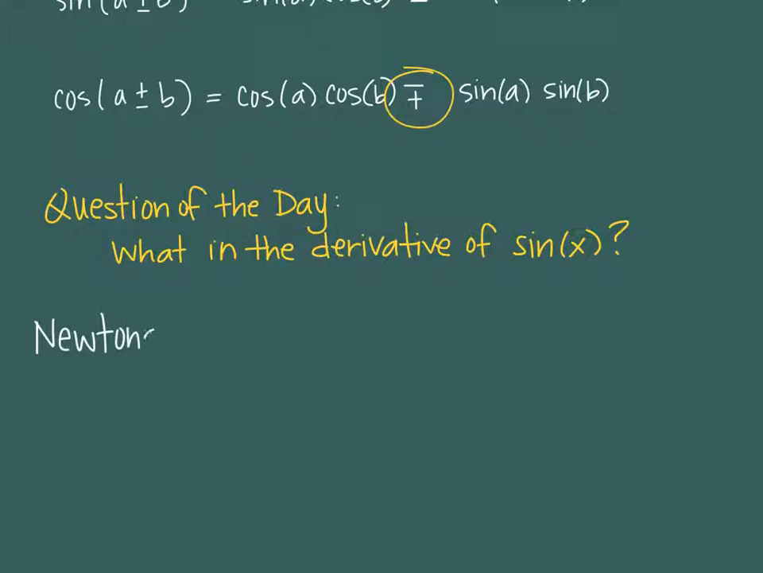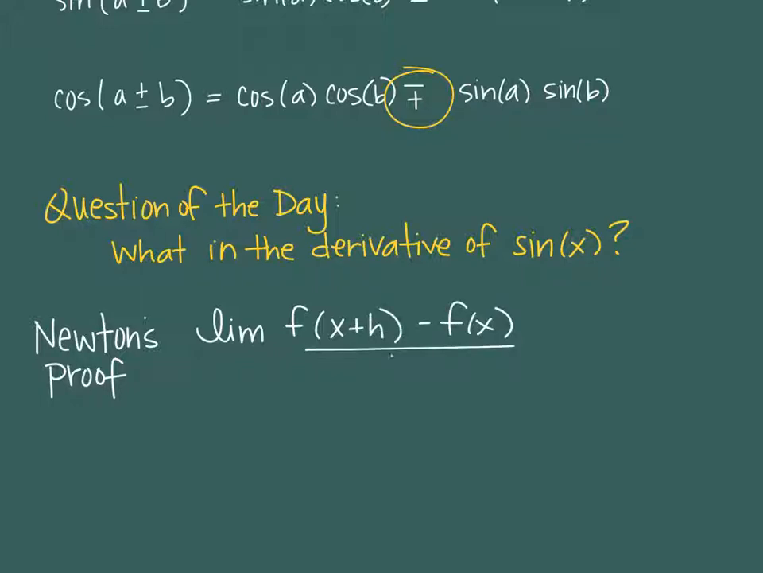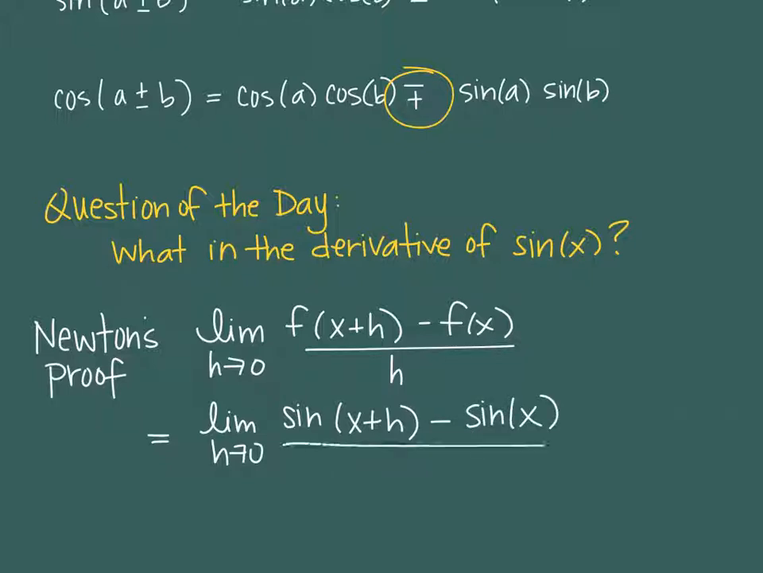All right, so Newton's proof. Newton's proof has a limit. Remember what his is? You just did Leibniz. How does it go? f of x plus h, then what? Minus f of x all over h, as h is doing what? So we're going to do this with sine. The function is sine, so we're going to replace f with sine. So this becomes the sine of x plus h minus the sine of x all over h.